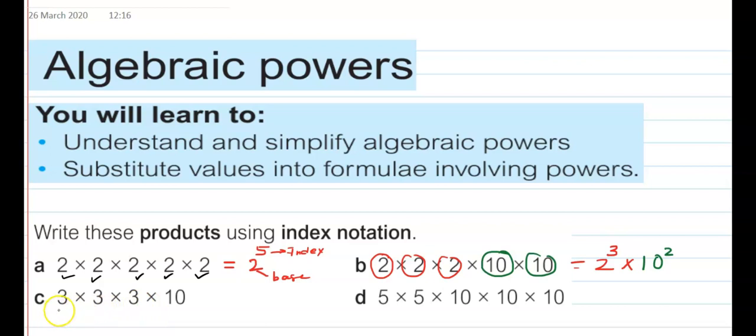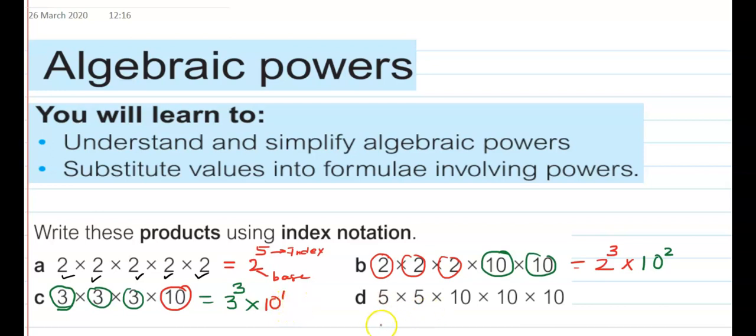Similarly, if you see here, how many 3's are there? 1, 2 and 3. So we can write down here 3 to the power 3, and there's a times sign, you can put a times sign, and how many tens are there? There is only 1 ten, so it will be 10 to the power 1. If you want you can write the 1, if you don't write it then also it's okay.